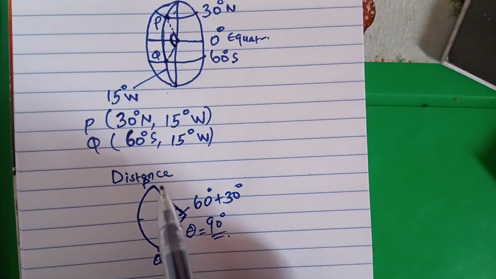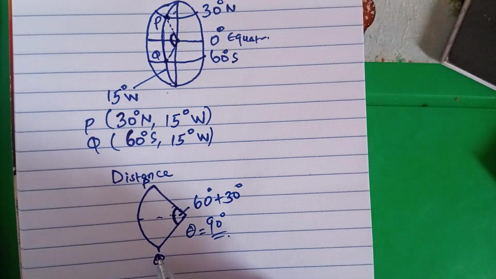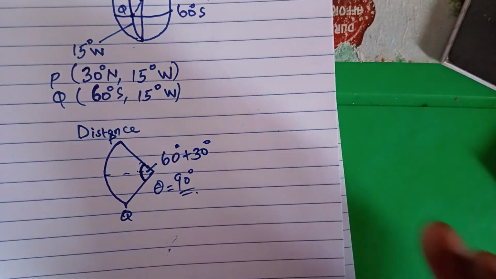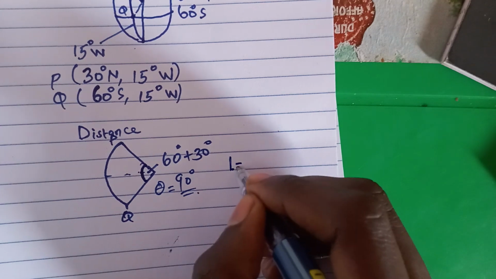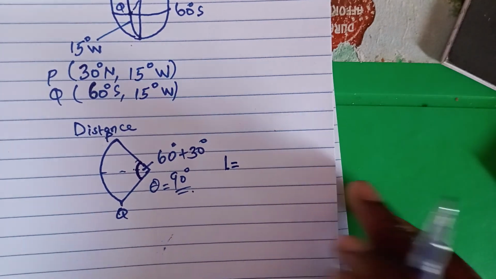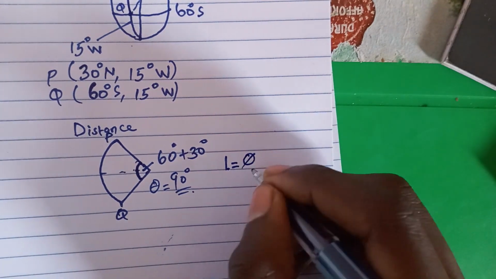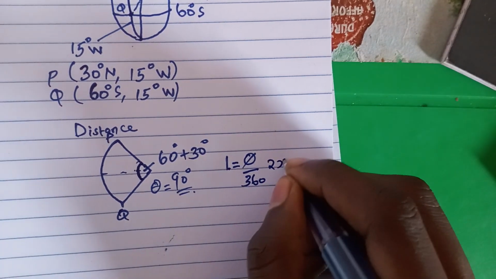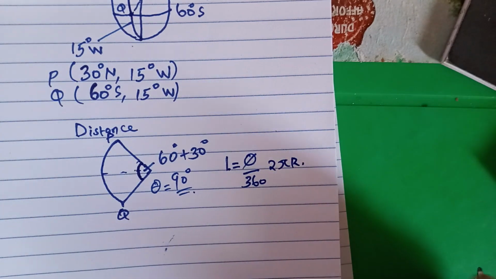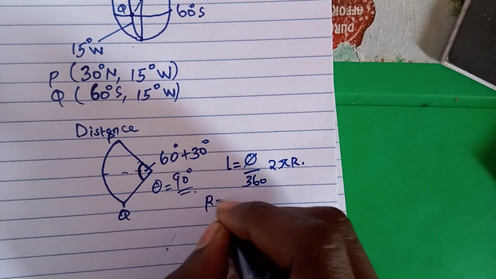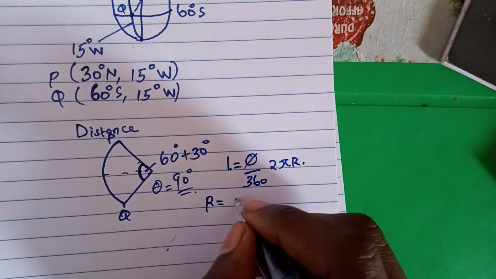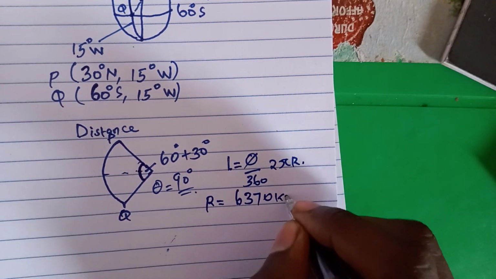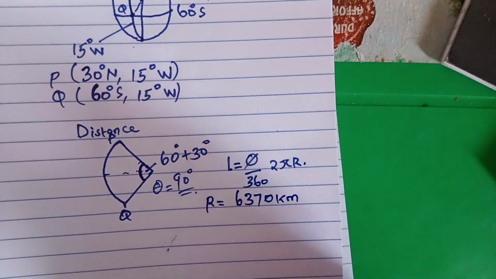So the length or the distance from P to Q is the same as the length of an arc. And the formula to calculate the length of an arc of a circle, because the earth is a sphere, is given by theta over 360 times 2 pi r. Our assumption here is that r is the radius of the earth, and it is taken to be 6,370 kilometers, unless otherwise stated.